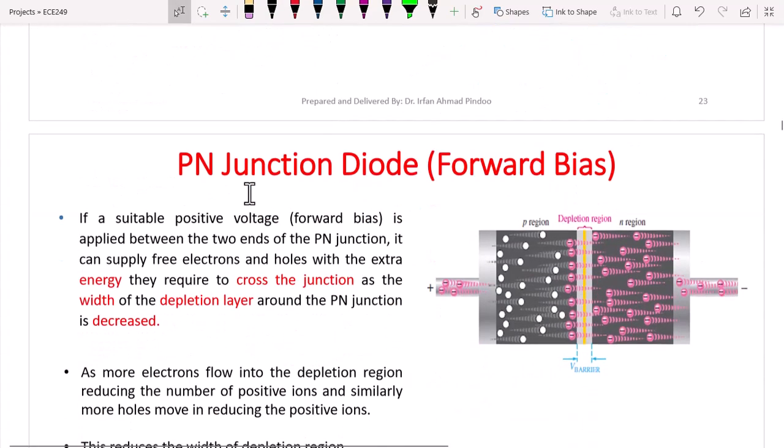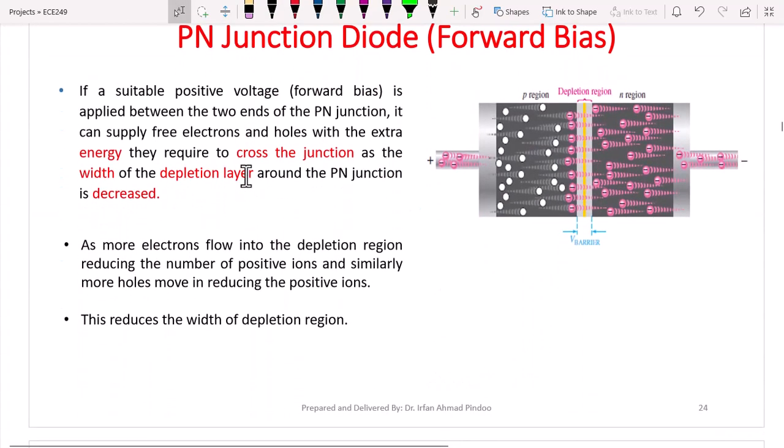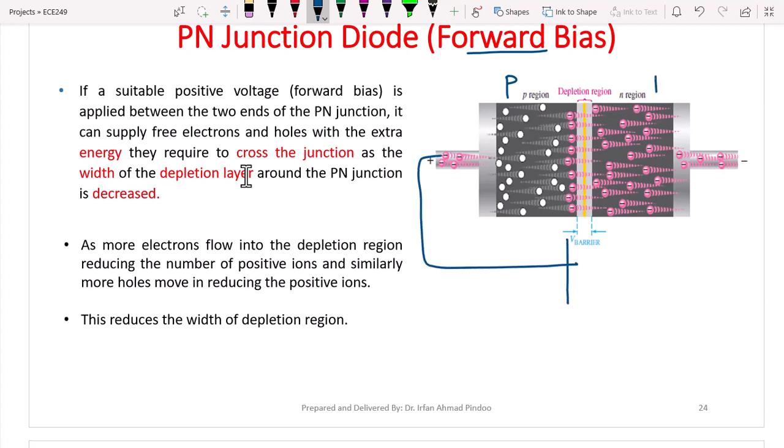Then further we have forward biasing. Now the question was, once the barrier was created, how to remove that barrier? For that we have a forward bias. The concept of forward bias is, suppose you are connecting the p-type semiconductor with the positive terminal of the battery and the n-type semiconductor with the negative terminal of the battery. So this is positive and this is negative. P is connected with the positive terminal, n is connected with the negative terminal. This kind of connection is called forward biasing, right?